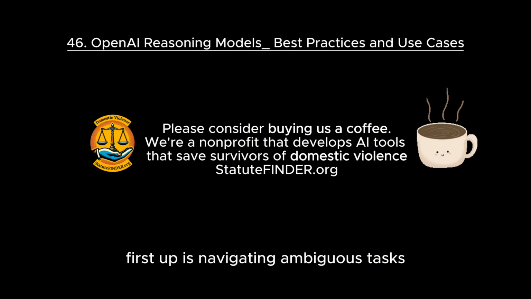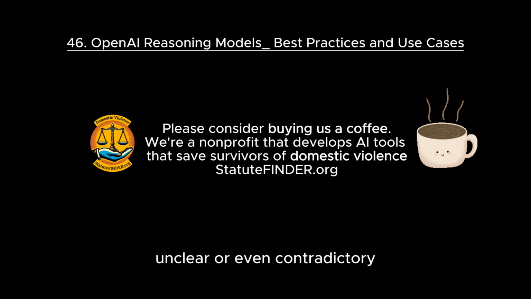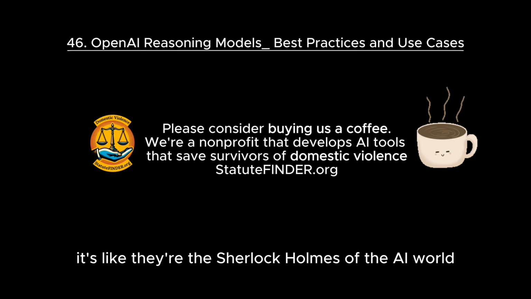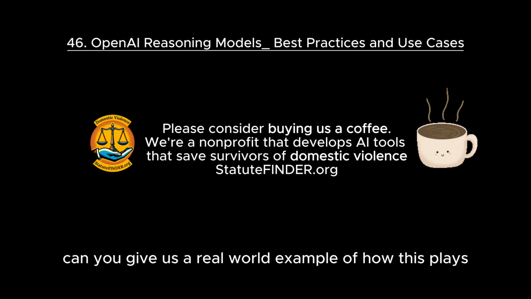First up is navigating ambiguous tasks. We touched upon this earlier, but it's worth emphasizing. Reasoning models thrive in situations where information is incomplete, unclear, or even contradictory. It's like they're the Sherlock Holmes of the AI world, always up for a good mystery. Can you give us a real-world example of how this plays out?